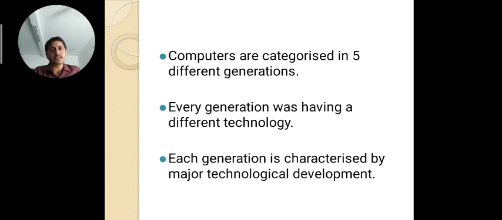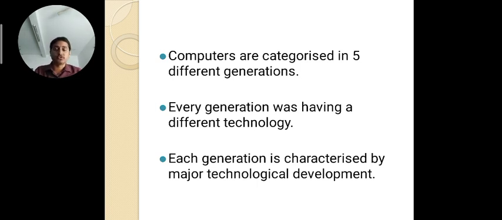How did we decide the generation of computer? This is the answer. The third line is the answer to that question. The generations of computers were divided by the major technology. Whatever major technology we used, if that changed, we changed the generation.